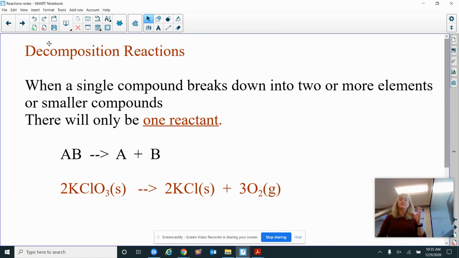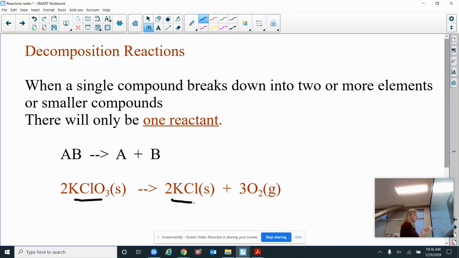Decomposition is the opposite of combination, synthesis. In those, we had things making one product. In decomposition, we have one reactant breaking apart. So it could be a compound breaking into elements, or it could be a compound breaking into simpler things, like here we have KClO3 breaking into a simpler compound, KCl, and then O2 is given off.